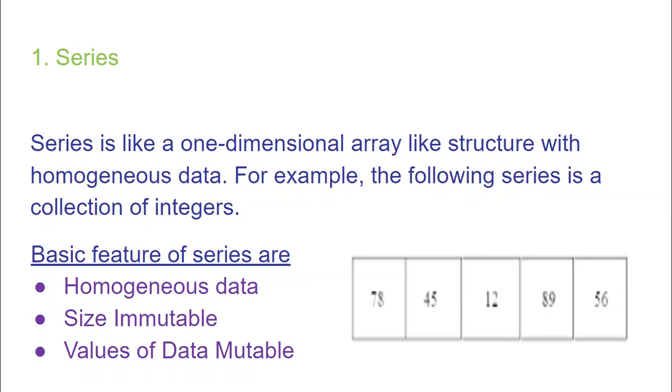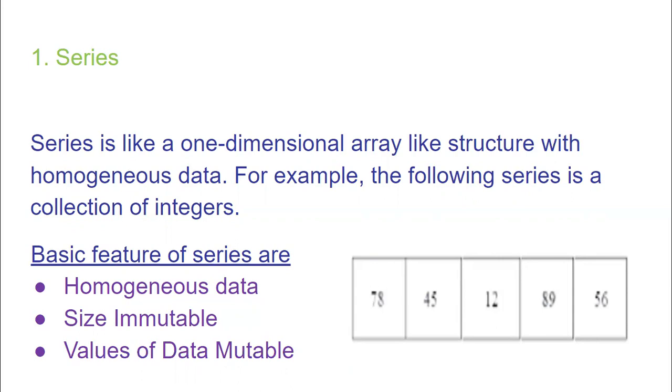Here one example they have given: 78, 45, 12, 89 and 56. While seeing this, you can understand all these are numbers, numbers of integer type, isn't it? So the following series is a collection of integers. All are the same type of data, and it is stored in a single dimension, a one-dimensional array.